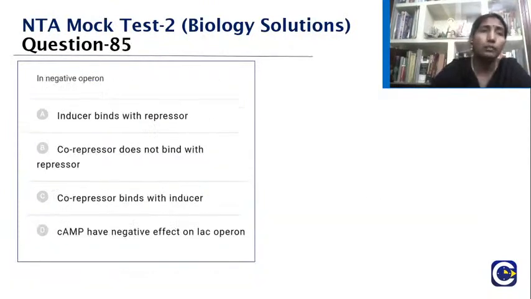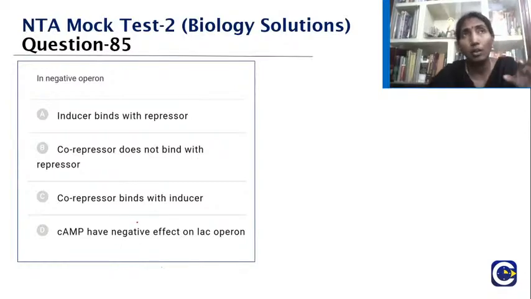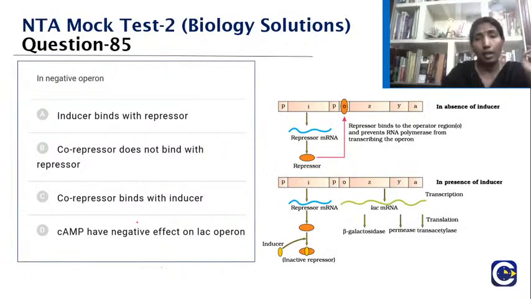In negative operon, the inducer binds with the repressor. The co-repressor does not bind with the repressor; the co-repressor binds with the inducer. Cyclic AMP, cyclic adenosine monophosphate, has a negative effect on the lac operon. Now we know about this lac operon. It has an inducible unit and a repressor unit, right? So what is going to happen here? In the presence of the inducer, there is going to be the transcription process and all the enzymes will be produced.